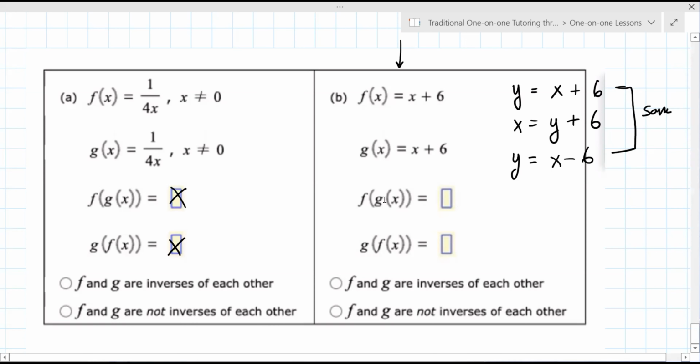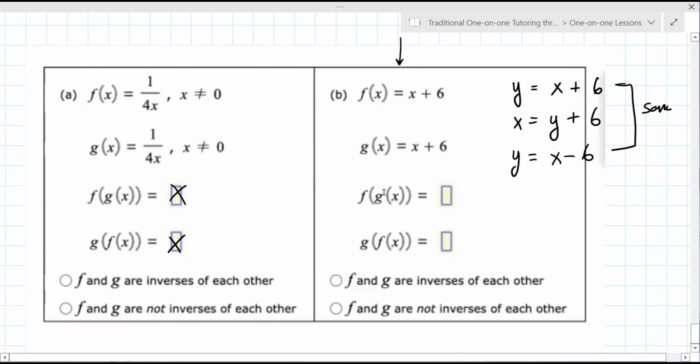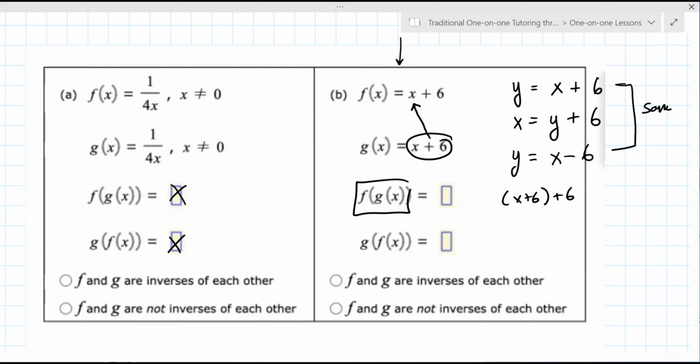Well, I think we did this last time. You take g of x for the first one, f of g of x. You take the g of x and you plug that in for x. So it's like x plus 6 plus 6. We're only going to plug them in when they're not the same. This is kind of a shortcut. So it ends up being x plus 12 in that box.